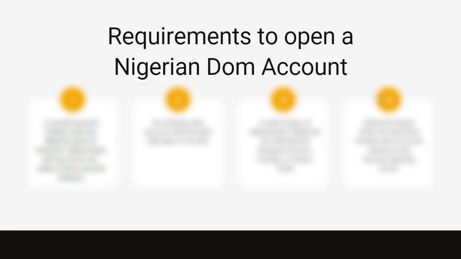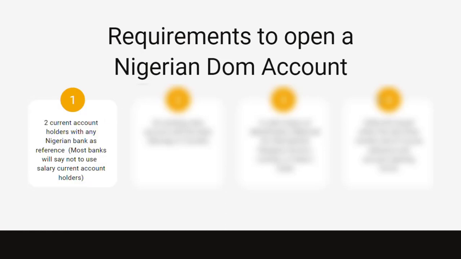And so number one is 2 current account holders with any Nigerian bank as references. But most banks will say not to use a salary account holder. So to be safe, when you're getting your references, just look for people who have current accounts, not salary accounts. Number 2 is an existing Naira account with the bank. Now there were some banks that didn't really ask for this, so most of them just casually asked me if I had an existing Naira account with their bank.